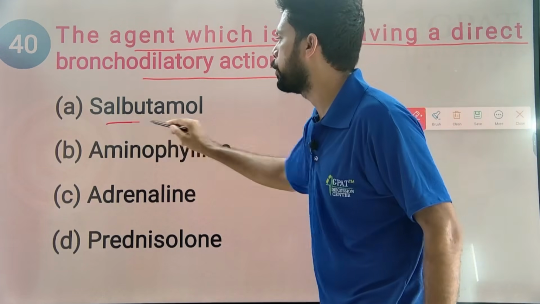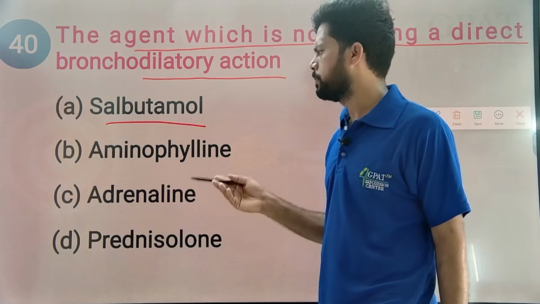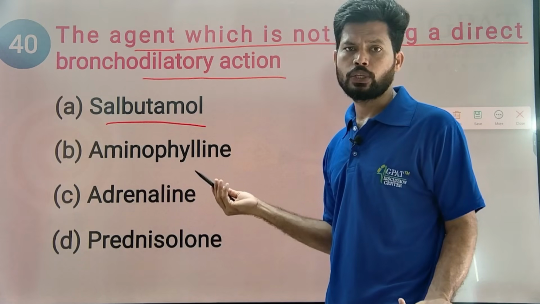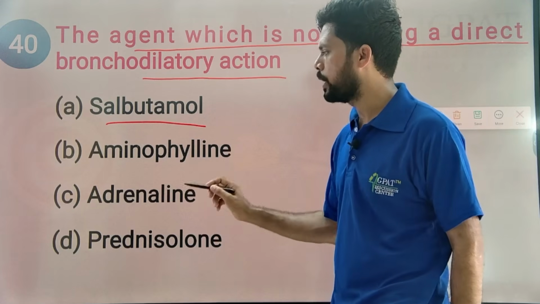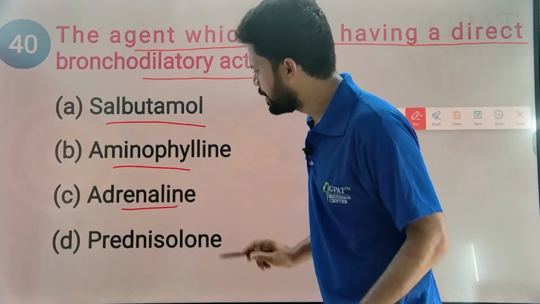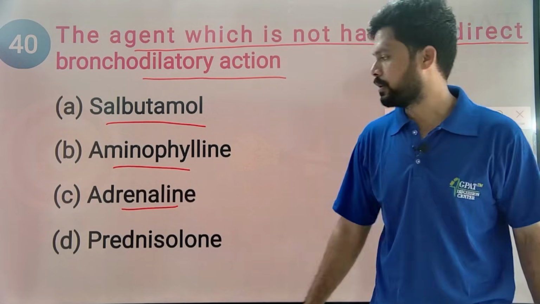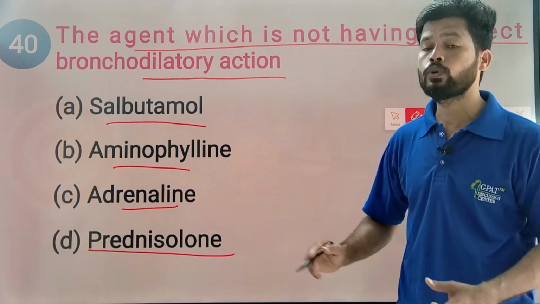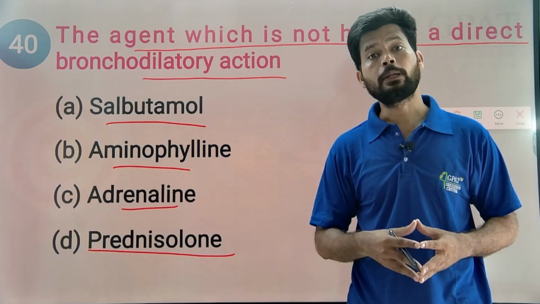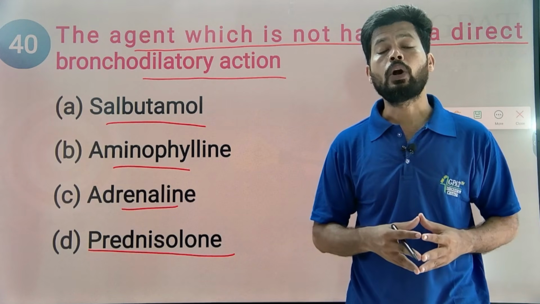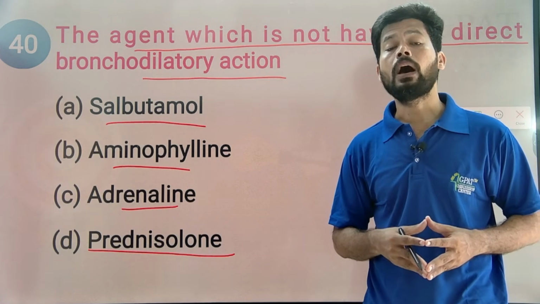For example, salbutamol is a beta 2 agonist, and aminophylline, a CNS stimulant, is a semi-synthetic derivative of theophylline, a bronchodilator. Adrenaline is also having a bronchodilator effect. Prednisolone is a glucocorticoid, and these glucocorticoids help in the treatment of asthma, but they are not having direct dilation on bronchial smooth muscle.